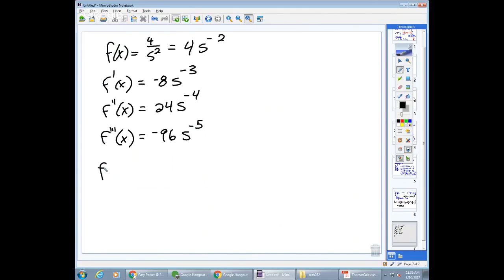And the fourth derivative, and usually once you start using little dashes, either people use Roman numerals or they put a number in parentheses. So you could call the fourth derivative that right there. The book is writing it as parentheses, fourth power. And it's not the fourth power, that's why it's in parentheses, it's the fourth derivative. So we got to be careful there. Negative times a negative is a positive, 96 times 5 is 480 maybe, okay? So 480 s to the negative 6th.